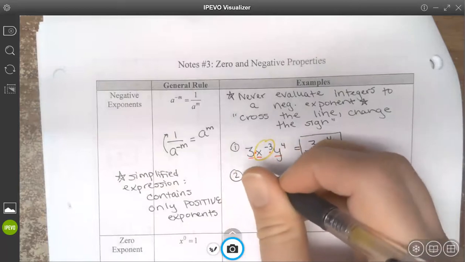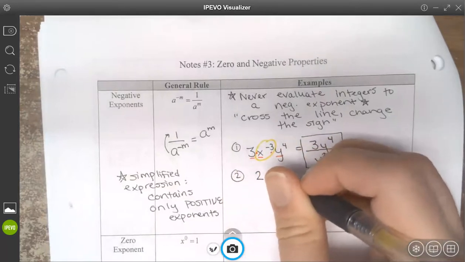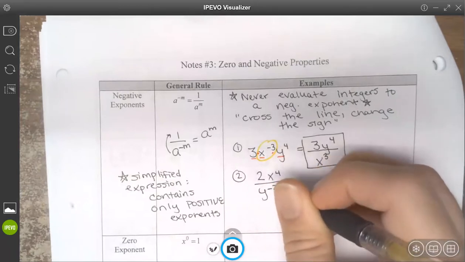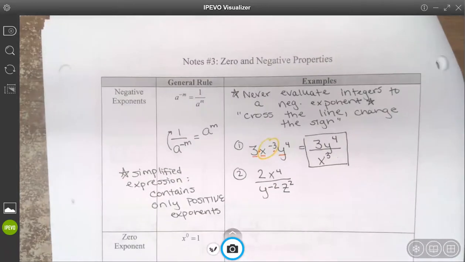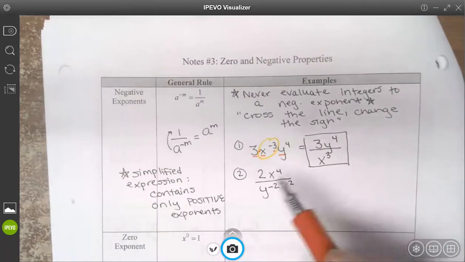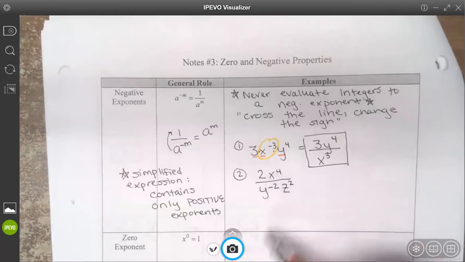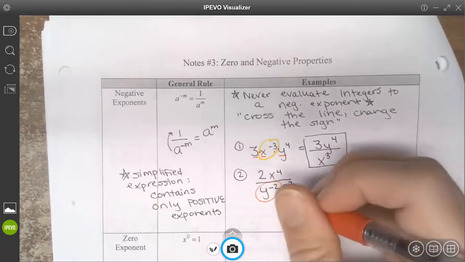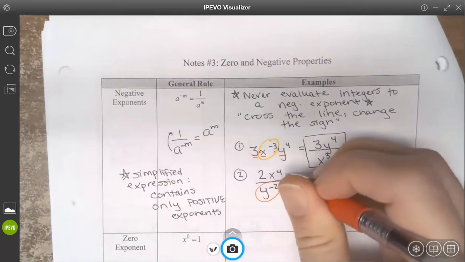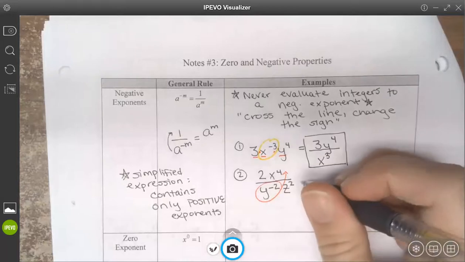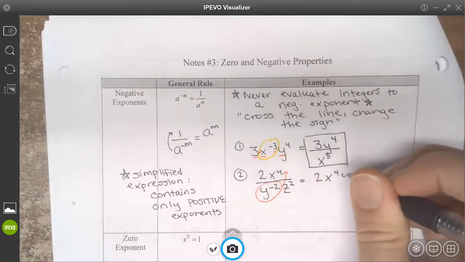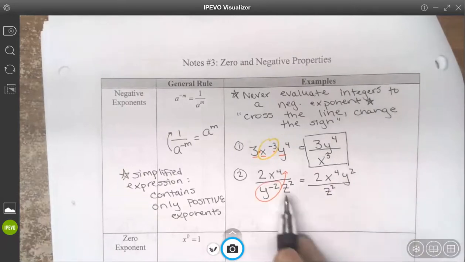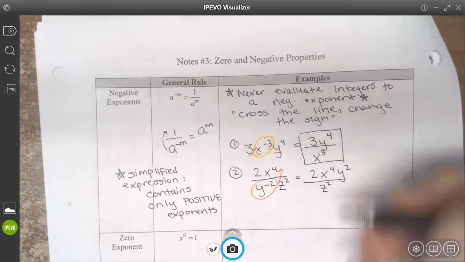Another example, if I had 2x to the fourth over y to the negative second, z to the second. This expression is fine as is, meaning I only have a single x term, single z term. I don't have any other properties to use here, but I can't leave this negative exponent and have it be simplified. So I'm going to move it to the numerator, giving me 2x to the fourth y squared, and the z squared can stay right where it is. It's perfectly content down here with a positive exponent.